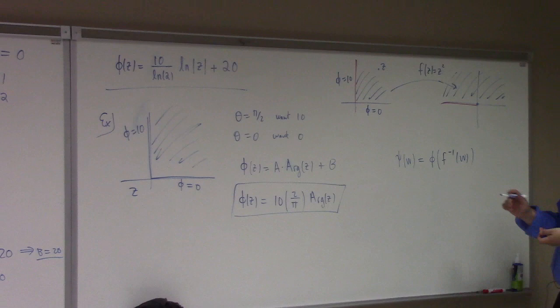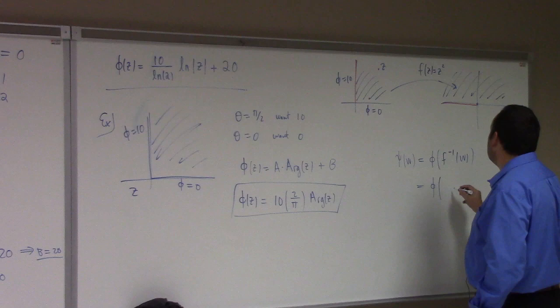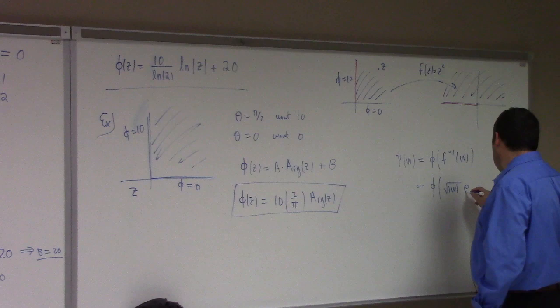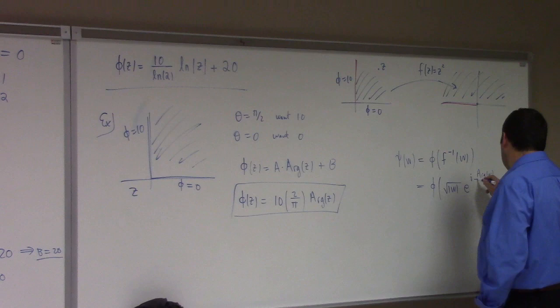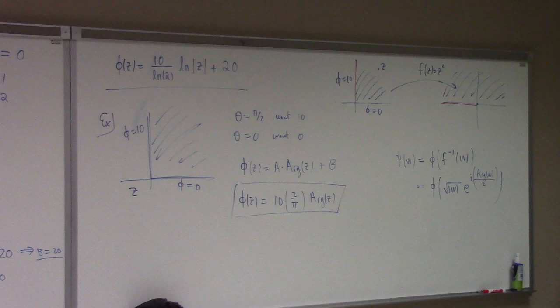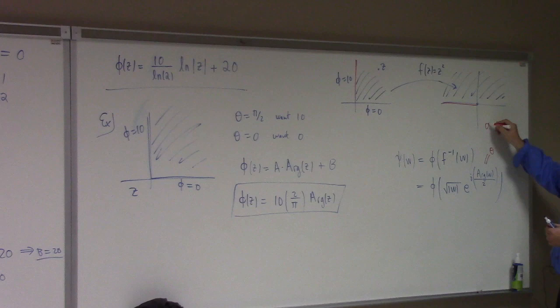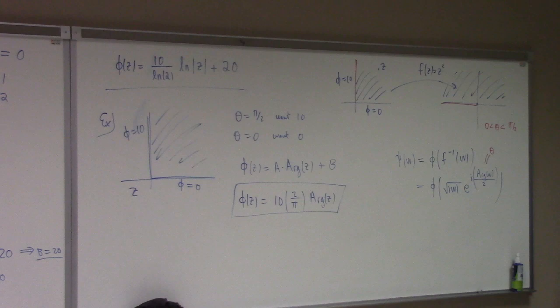Let's see, phi of, how about, we need the square root of the modulus of w, yeah? E to the i, appropriate argument of w divided by 2, right? So my question is, what's the appropriate argument to use there? If this is going to make sense, whatever we're feeding into here should be what? If I call this theta, we should have 0 less than theta less than pi over 2, right? Yeah, I think that's right. Which means that we probably should be using the... Can we just use the principal argument then? Yeah. Oh, we can. Okay, good. All right, cool. So there you go.